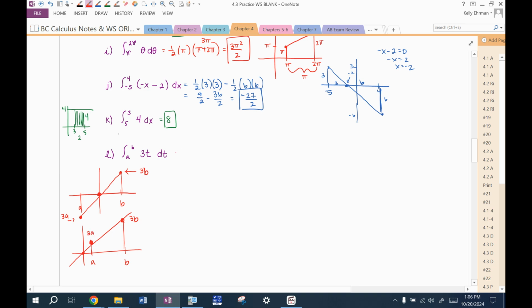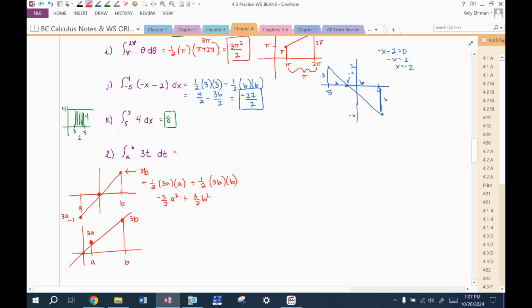Okay, so let's see. So in this case, it would be like 1/2 times 3a times a plus 1/2 times 3b times b. And this one would have been negative. So that's negative 3/2 a squared plus 3/2 b squared. That would be that one. What would this one be?